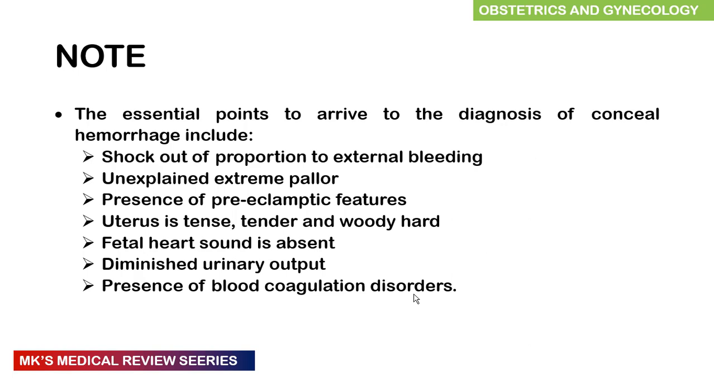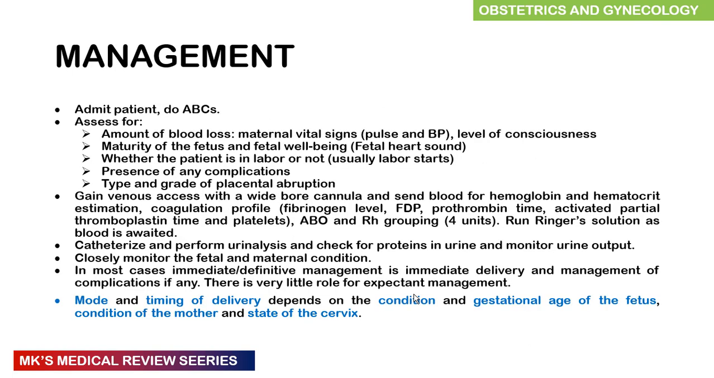Now, how are we going to manage this woman? Pretty much this is an obstetric emergency. So you admit the patient and do your ABCs. You assess the amount of blood that is lost, the maternal vital signs such as the pulse, the BP, and the level of consciousness. Assess the maturity of the fetus and its well-being, so we check the fetal heart sounds. Then whether the patient is in labor or not; usually labor starts immediately once you get abruption. Then, of course, the presence of any complications, and the type and grade of placenta abruption.